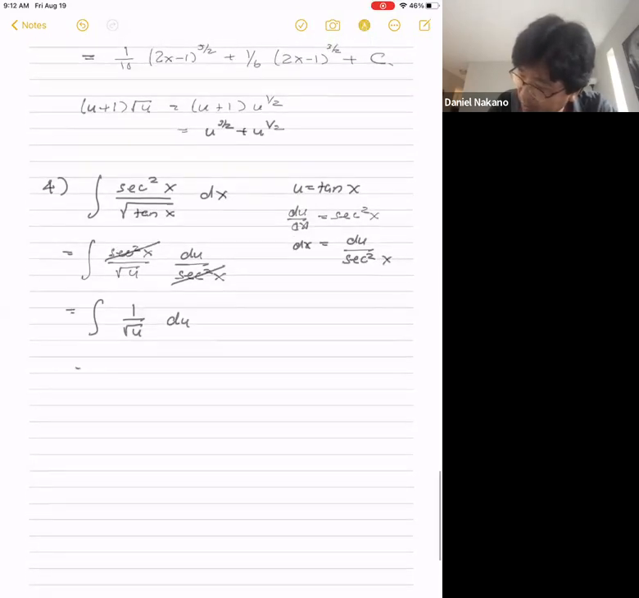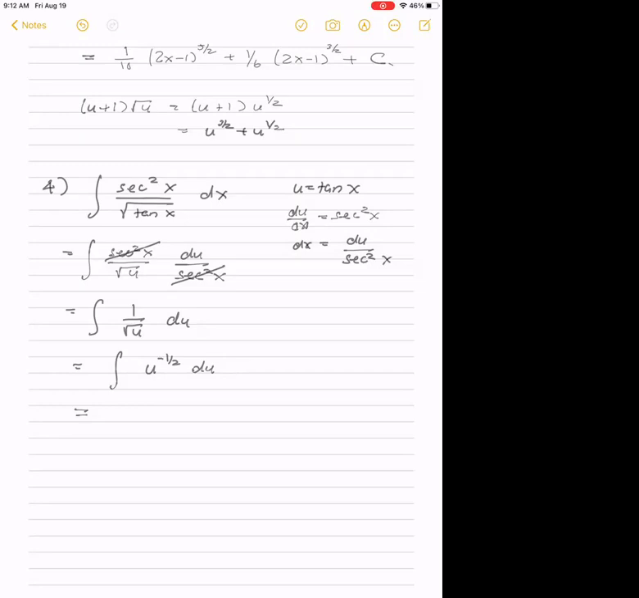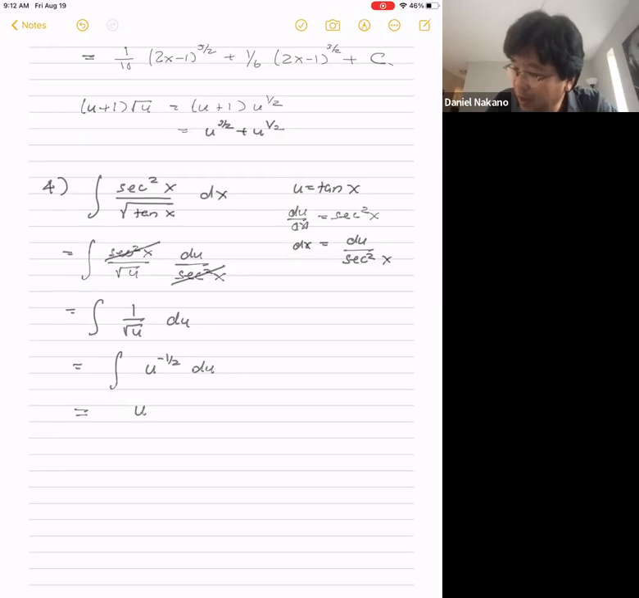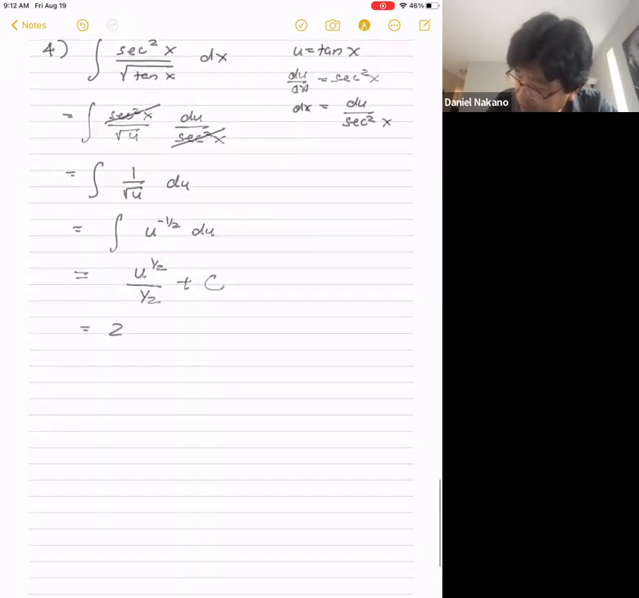So now I'm just going to rewrite this as u to the minus 1/2 du. What's the antiderivative of u to the minus 1/2? Is it 2 times the square root of u? Right, so add 1 to the power, which will give you u to the 1/2, divide by the new power, and then you could just make this 2, right? Like that. I just put in the steps to make sure it's clear.